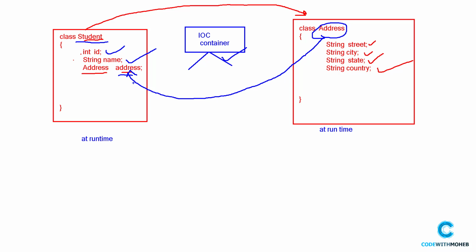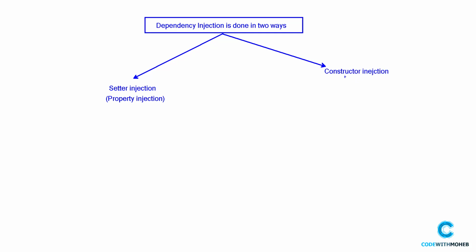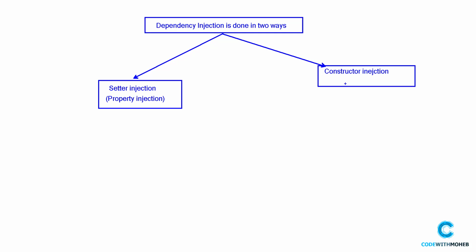Dependency injection is mainly done in two ways. The IOC container can perform this injection into classes in two ways. The first way is setter injection, and the second method in which the IOC container can perform injection is called constructor injection. So what is setter injection, and how is the constructor injection method done?